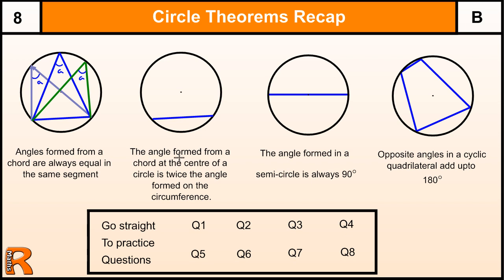Another one that's used a lot of the time is the angle formed from a chord at the center. So if we look at the angle formed at the center from this chord, that angle is going to be twice the angle formed on the circumference. It doesn't matter where on the circumference, because we can use the first rule to draw this anywhere. It's always the same. If this angle on the circumference is A, then this angle at the center is 2A. So the one at the center is twice the one on the circumference.